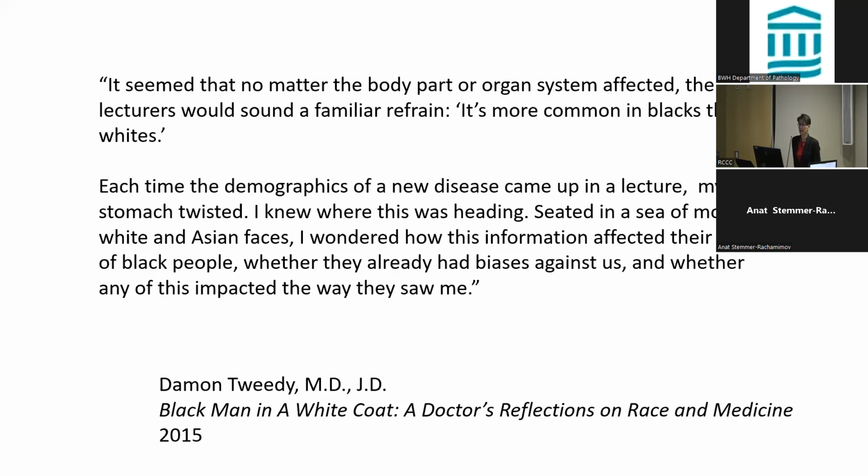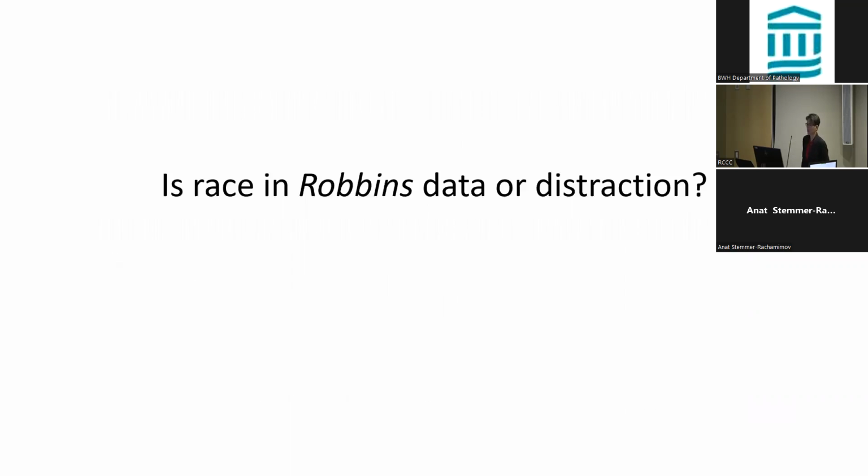It's more common in blacks than in whites. Each time the demographics of a new disease came up in a lecture, my stomach twisted. I knew where this was heading. Seated in a sea of mostly white and Asian faces, I wondered how this information affected their views of Black people, whether they already had biases against us, and whether any of this impacted the way they saw me. So perhaps the question is not, is race in Robbins' data or distraction, but is it detrimental?